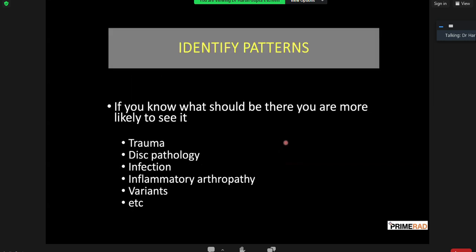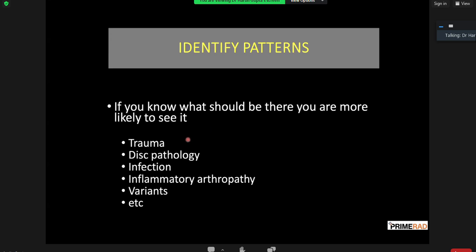So, in my opinion, the most important thing to do is identify patterns. That is how I look at the MRI, because if you know what should be there, you're more likely to see it. So your eyes will automatically start scanning. So you see one abnormality and automatically you start thinking, this is what I should expect next. So I see a sternal fracture, for example, automatically I will start looking for thoracic spine fractures. So you train your mind in that way and you'll never miss anything.